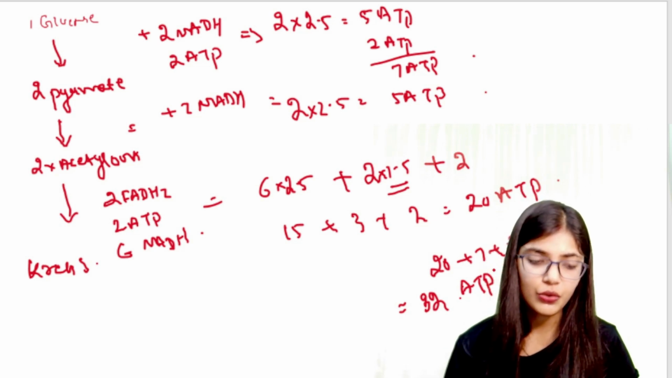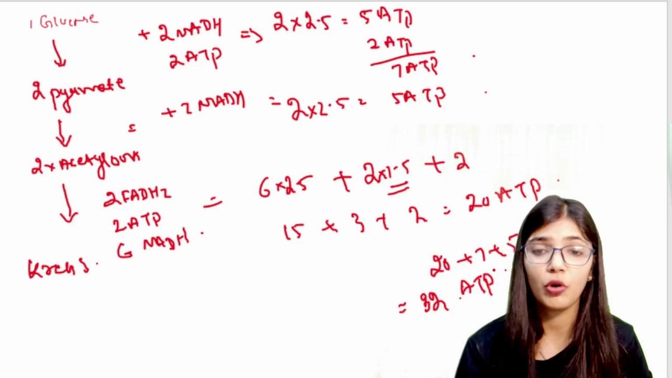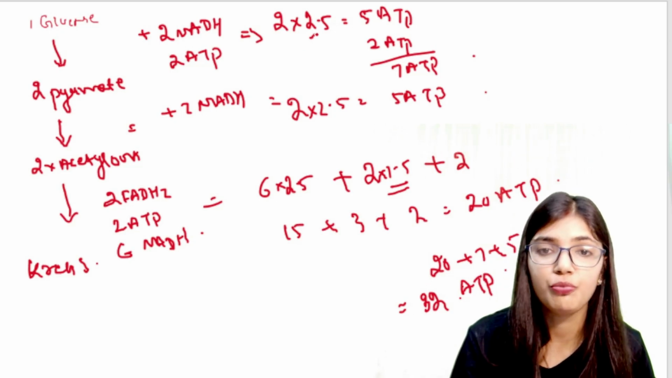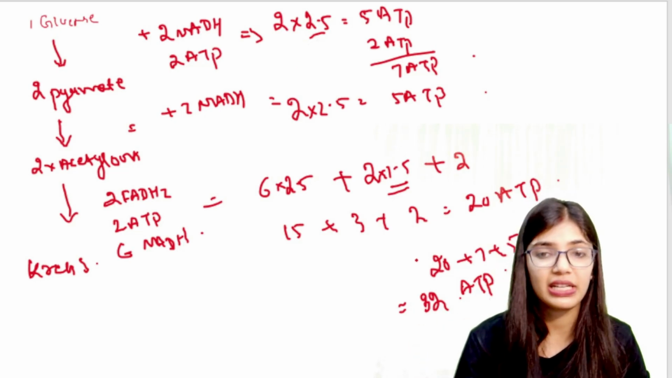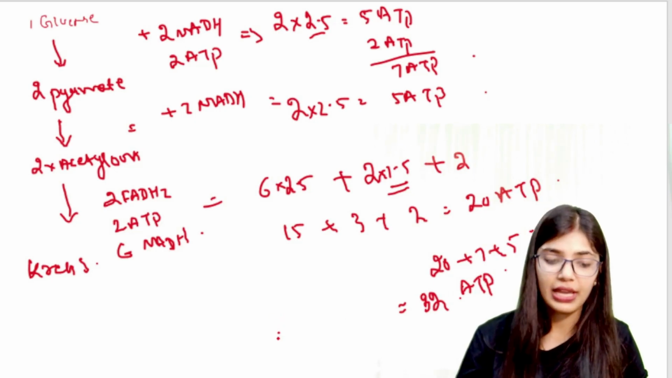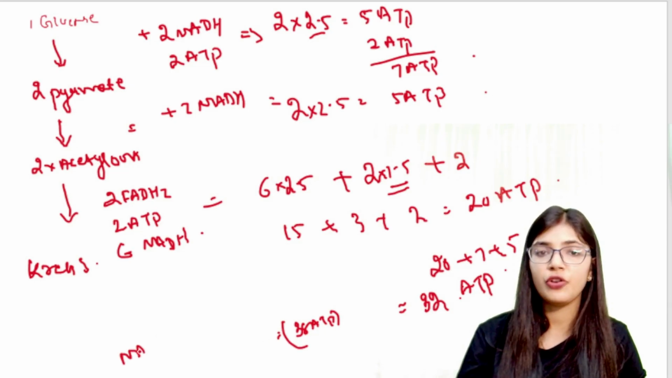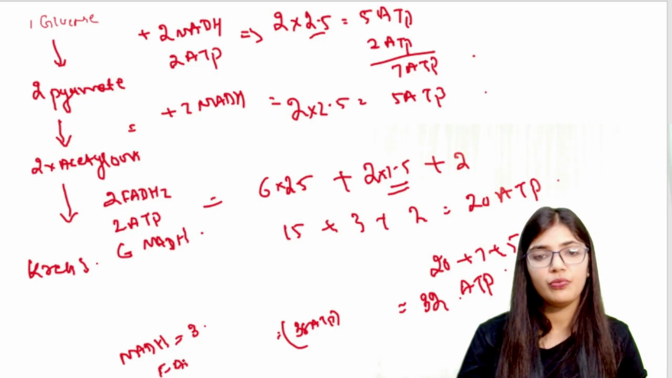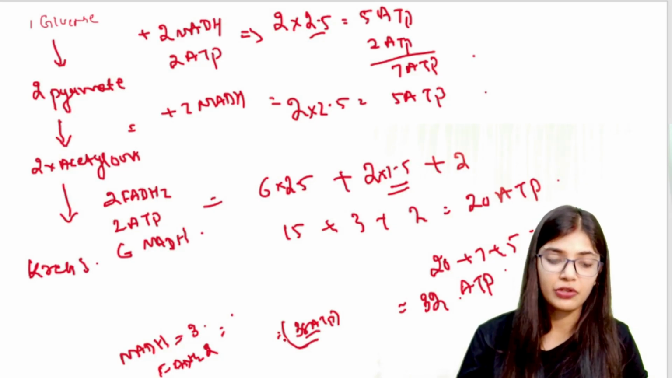Okay, so here we can see that 32 molecules of ATP are formed when we calculate NADH as 2.5. But if we calculate approximately 3 molecules of ATP for NADH, and approximately 2 for FADH2, during this time we will get 38 molecules of ATP.